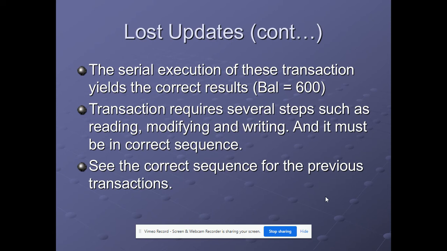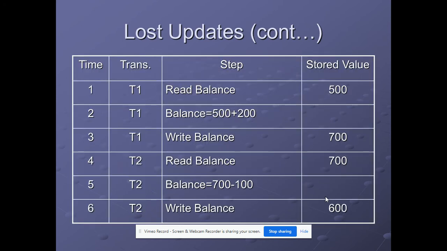A transaction requires several steps, such as reading, modifying, and writing. These steps should happen separately. There should be no two users performing the same things at the same time here. Then it must be in the correct sequence. So it should be reading, modifying, then writing. So it should be sequential. That is what they are saying here. See the correct sequence for the previous transactions. Okay, that is lost updates.